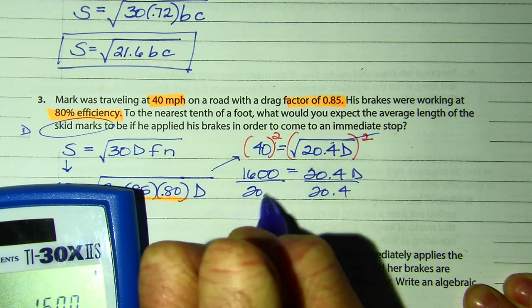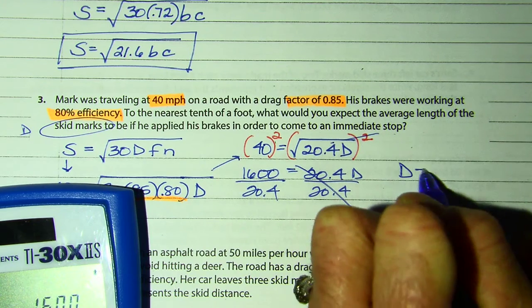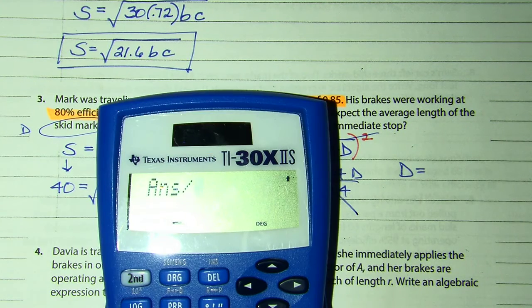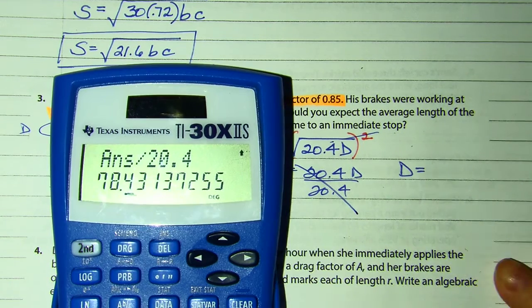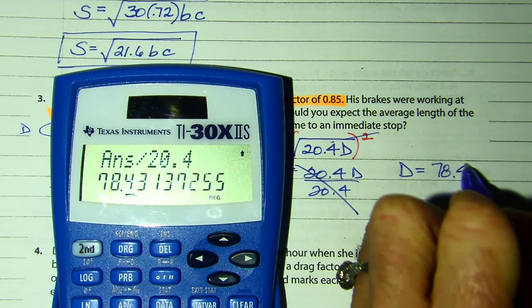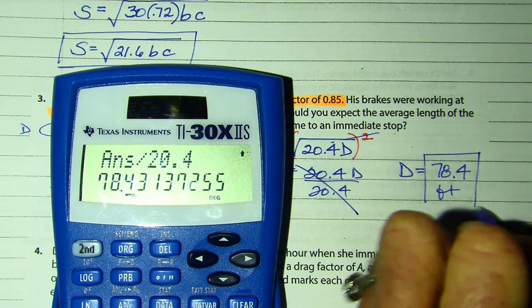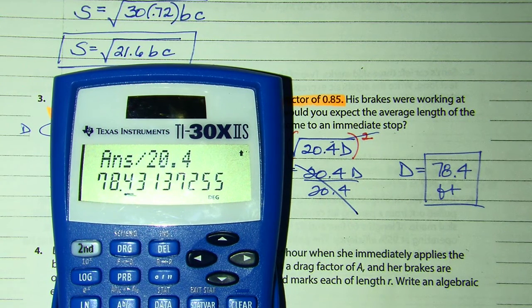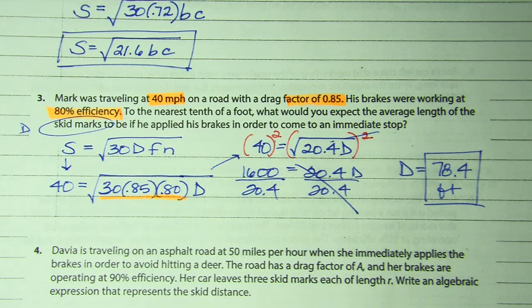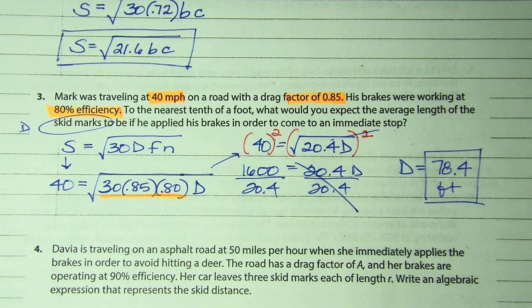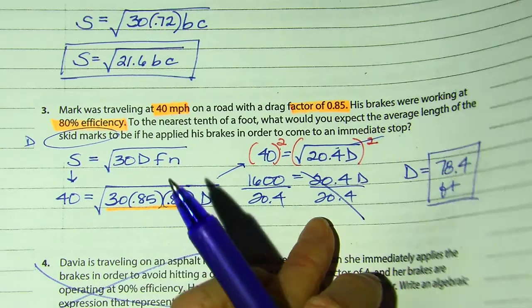So I'm going to divide by 20.4. I'm going to be doing a lot of solving today. And I'm going to round to the nearest tenth. So 1,600 divided by 20.4. It says, round it to the nearest tenth of a foot. So 78.4 feet. That is the expected length of the skid marks on the road based on how fast he was traveling. All right. Number 4 is another one where they want us to write the algebraic equation, and I don't know if your homework's going to have you do that, so I'm going to move on to part 5.